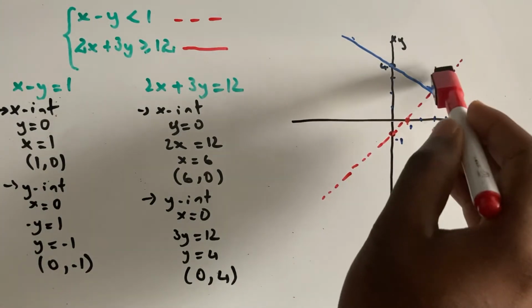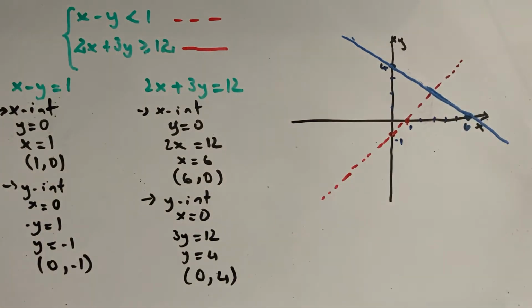Okay, so like this, a solid line, as you can see here. Now, where do I shade? Which one is where the solution really is? Well, when you have something like these two here, you have to use a test point to know where to shade, right?